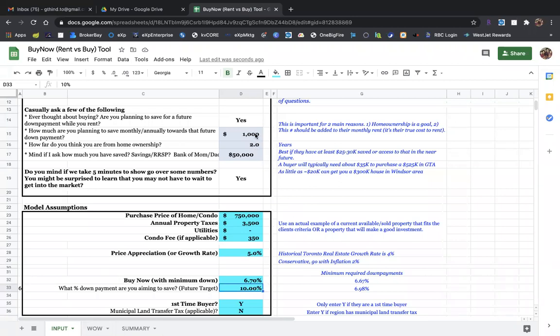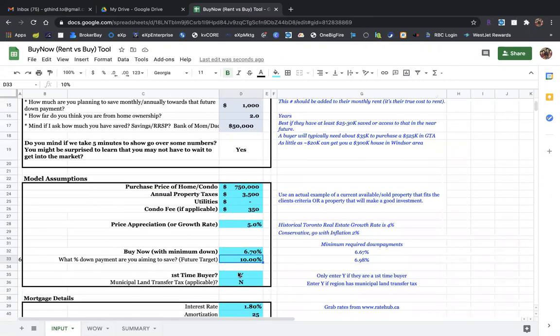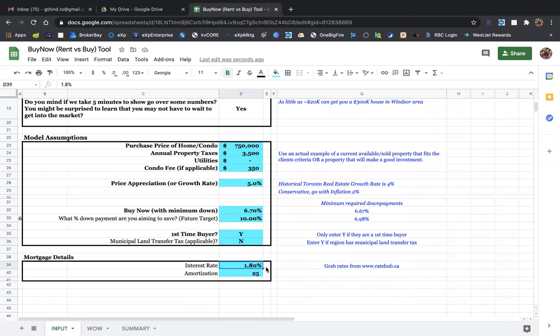Okay, they've already got 50K. They're saving $1,000 a month for the next 2 years. That's another 24K. That'll get you to 75,000, which is the 10%. They are first-time buyers, but they are not buying in Toronto, so we're not going to put a Y there for Toronto. Current interest rate, I'm going to use 1.8. I know TD just gave one of my neighbors 1.45 fixed, which is unbelievable. I was speaking to my bank. Scotia's doing 1.45 on a 4-year, 5 years about 1.6. But again, we're being a little bit conservative, so we'll stick with 1.8.